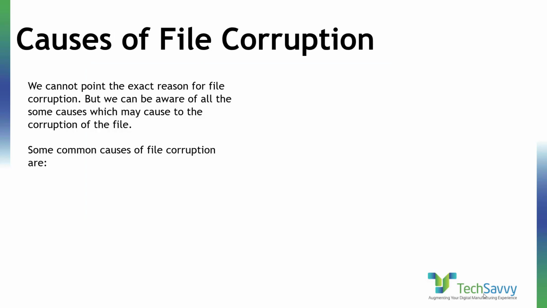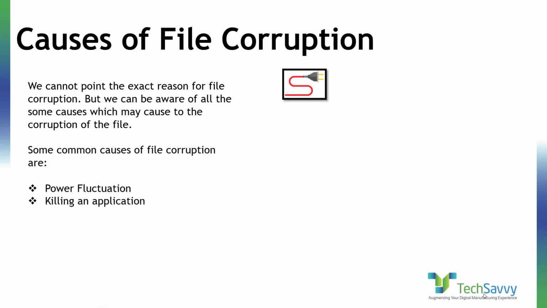Now coming to the next slide, that is causes of file corruption. So what are the causes? We don't know the exact causes of file corruption. There will be many causes. Some of the file corruptions are caused by power fluctuations. You are working in a file and suddenly your power fluctuates. It is also a case of file corruption.